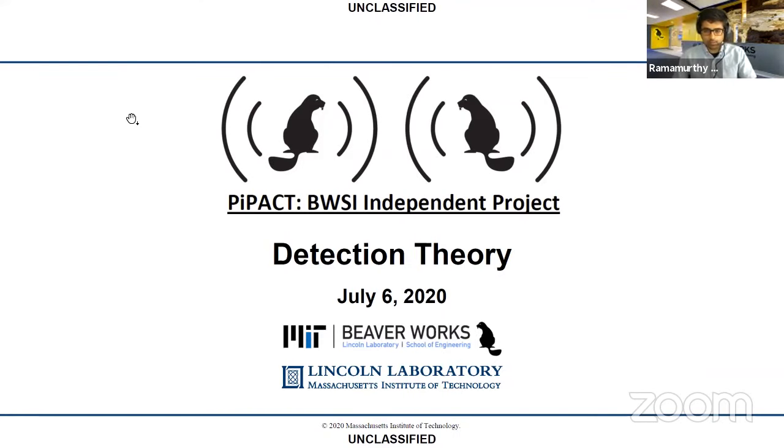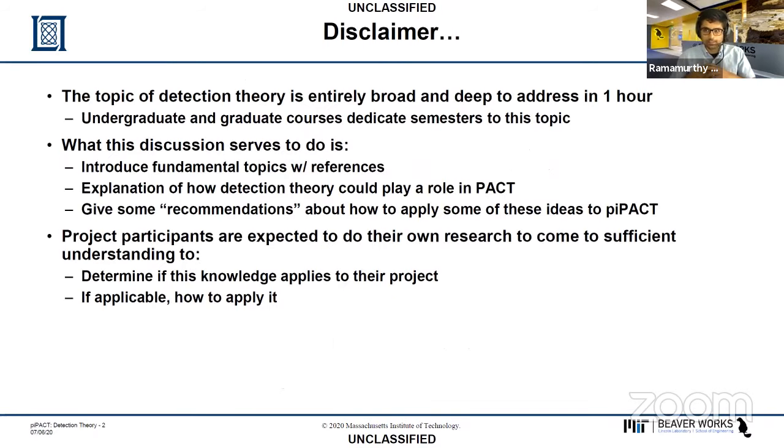Okay. So we're going to talk about detection theory. And that's maybe a little bit of a misnomer, maybe a little bit of a red herring, in the sense that this topic comes with a huge disclaimer: the topic of detection theory is entirely too broad and too deep to address in one hour. I personally have taken at least three or four undergraduate and graduate courses dedicated to this topic alone. So we are not going to get very deep into it at all.